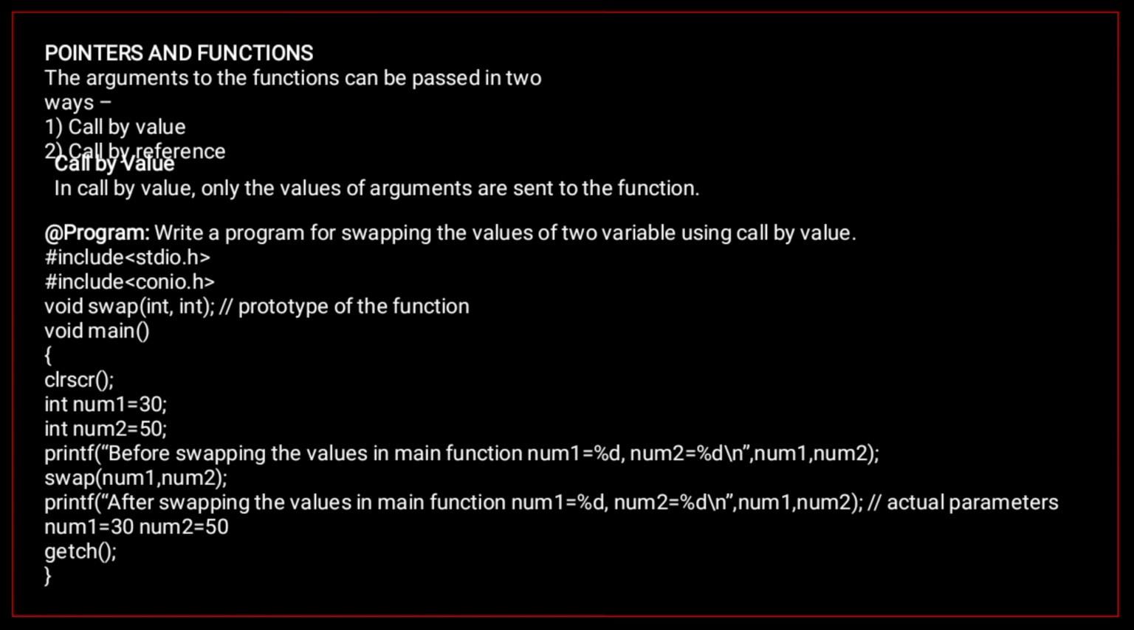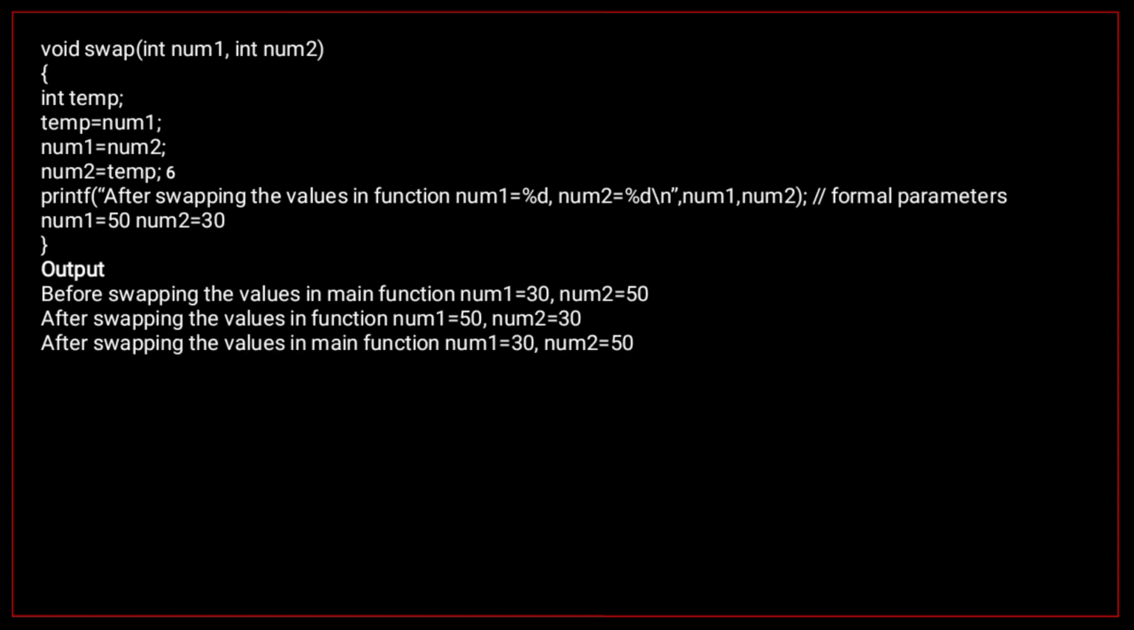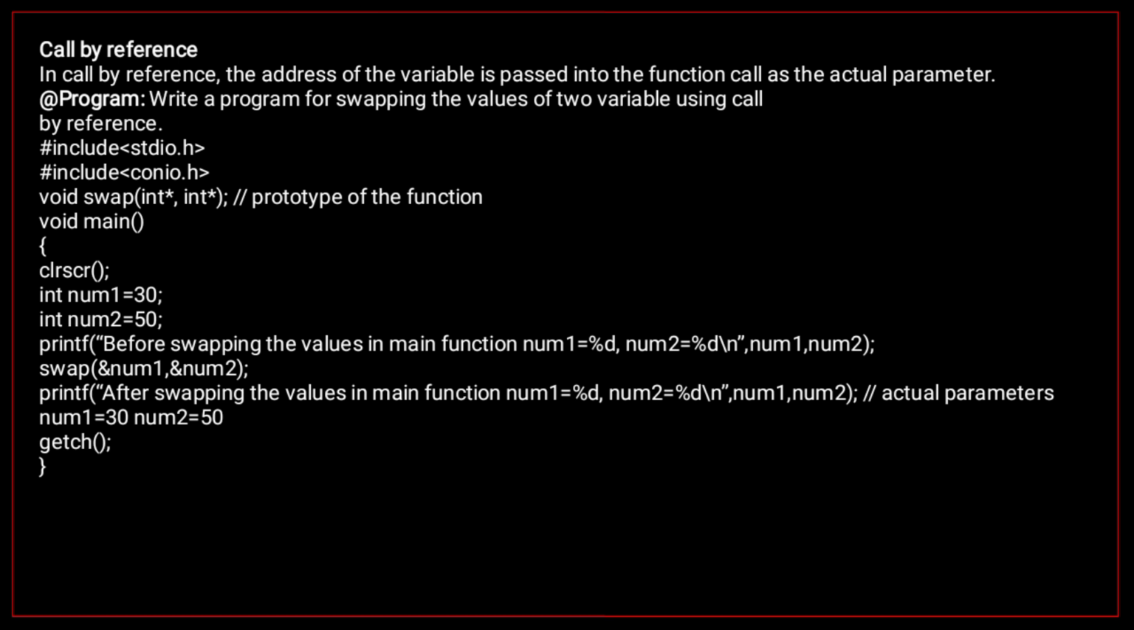Second is call by reference. In call by reference, the address of the variable is passed into the function call as the actual parameter. The value of the actual parameters can be modified by changing the formal parameter, since the address of the actual parameters is passed. In call by reference, the memory allocation is similar for both formal parameters and actual parameters. All the operations in the function are performed on the values stored at the address of the actual parameters, and the modified value gets stored at the same address.